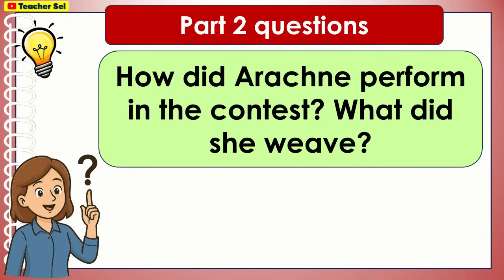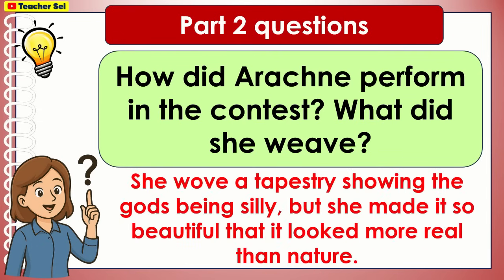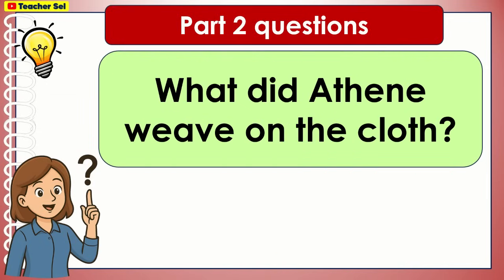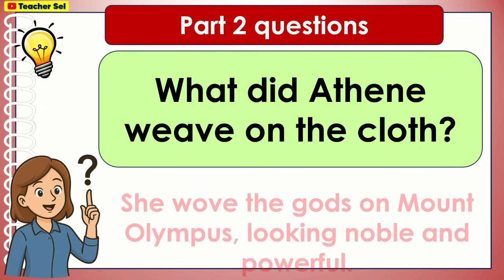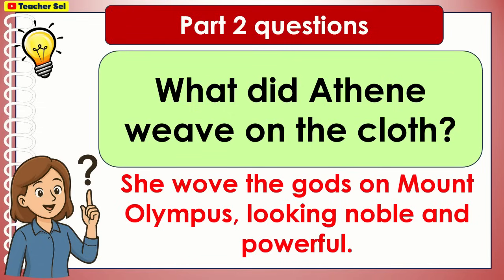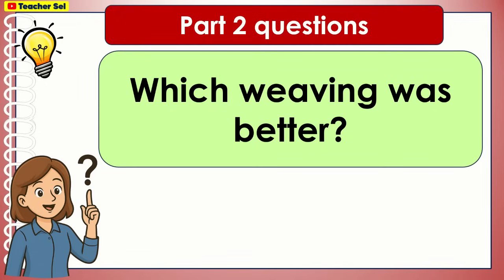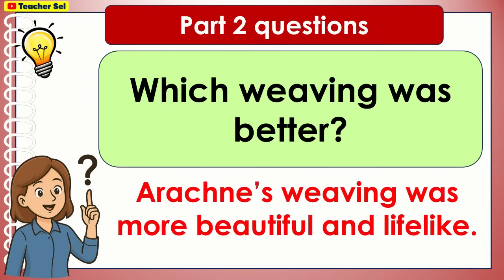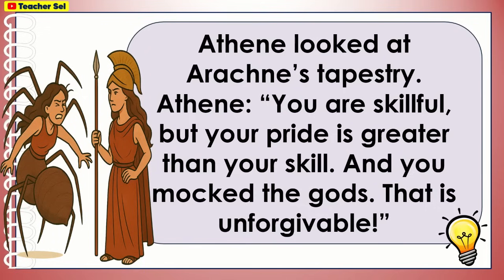How did Arachne perform in the contest? What did she weave? She wove a tapestry showing the gods being silly, but she made it so beautiful that it looked more real than nature. What did Athena weave on the cloth? She wove the gods on Mount Olympus, looking noble and powerful. Which weaving was better? Arachne's weaving was more beautiful and lifelike.